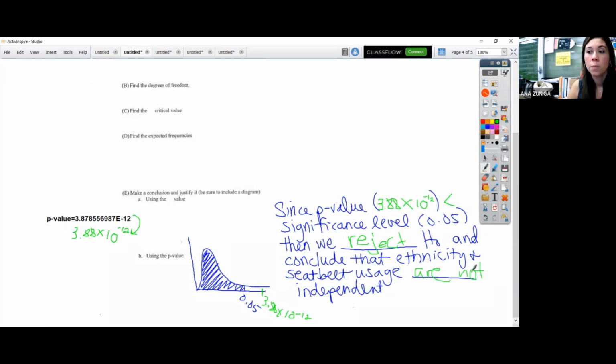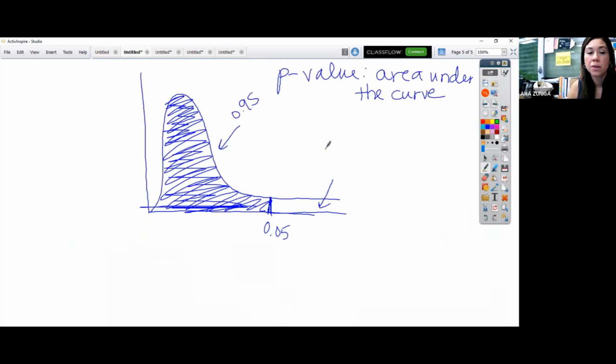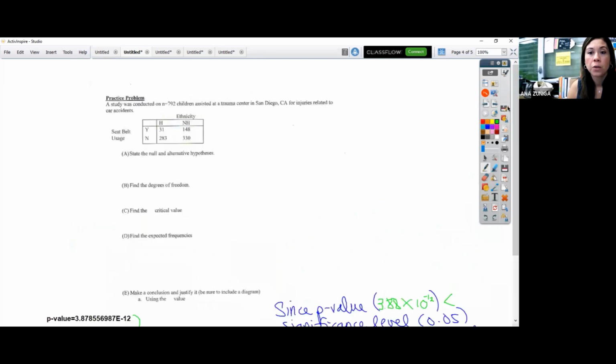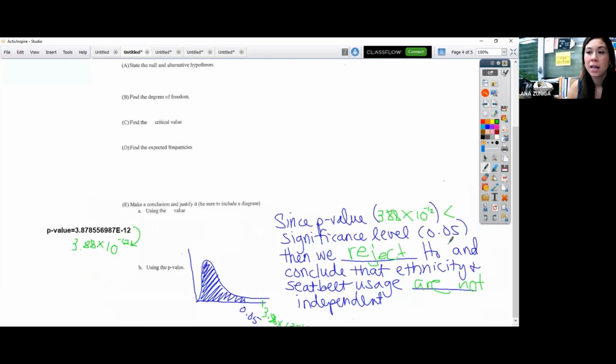Okay, so that's how p-value works. Again, p-value is area under the curve. The bigger the number, the more into the shaded part it is. The smaller the number, the more into the rejection region it is. The conclusion looks exactly the same. Notice these are the parts that I've underlined, and they never change in your conclusion. What changes are the values, and whether you are accepting or rejecting based on whether it's smaller or bigger.